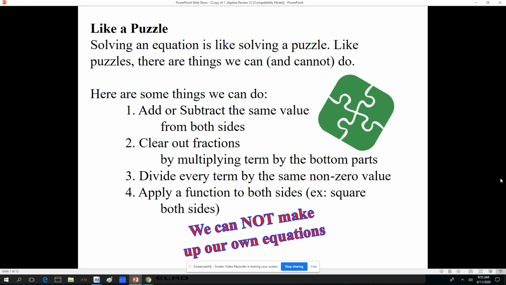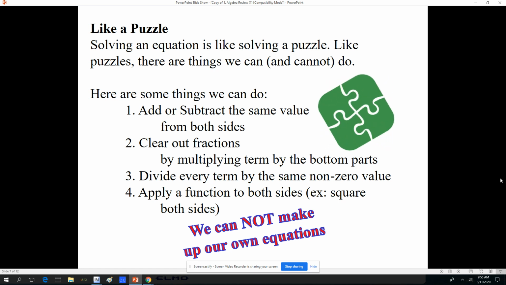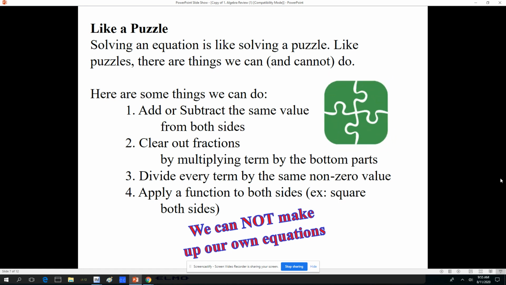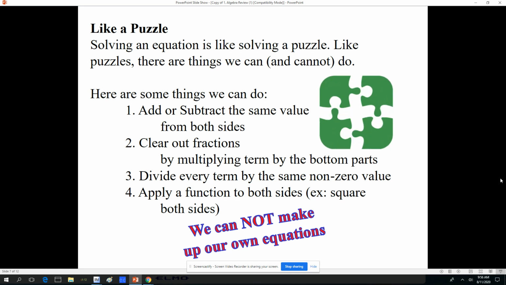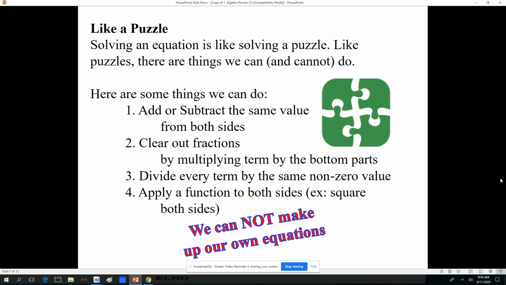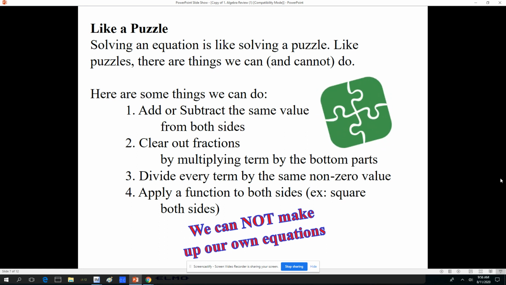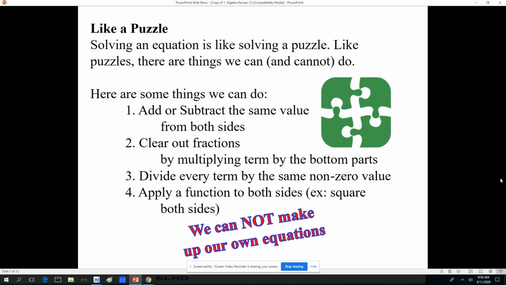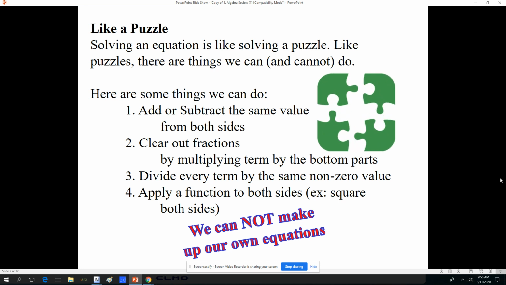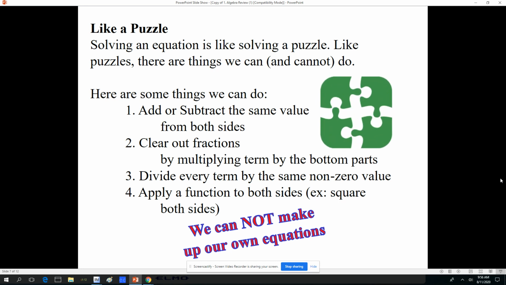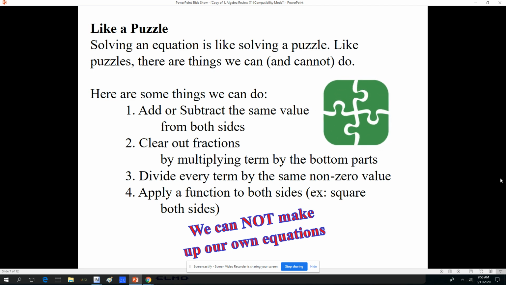Add or subtract the same value from both sides. Okay, so that's for adding and subtracting. To clear out fractions, you can multiply by what's on the bottom. And if there's another type of function, like something is squared, you can apply the square root, and that eliminates the square. Whatever function is being applied that you want to move to the other side, just do the opposite of that function, and you should be good.